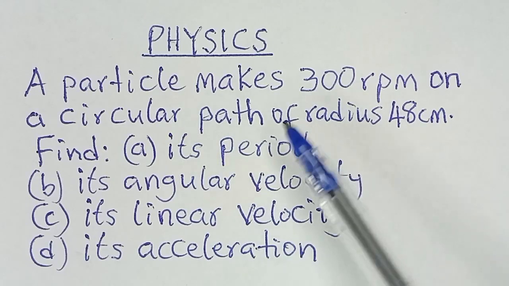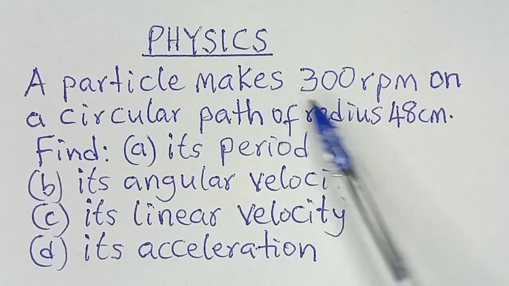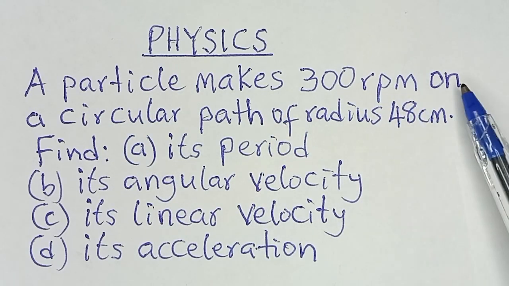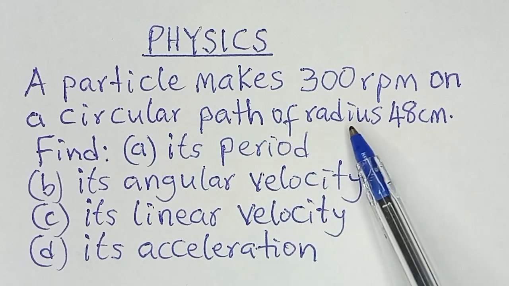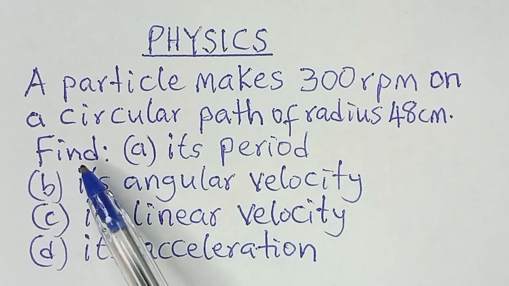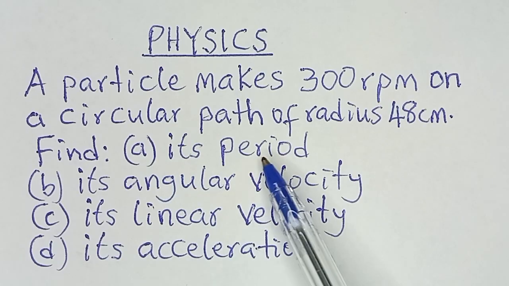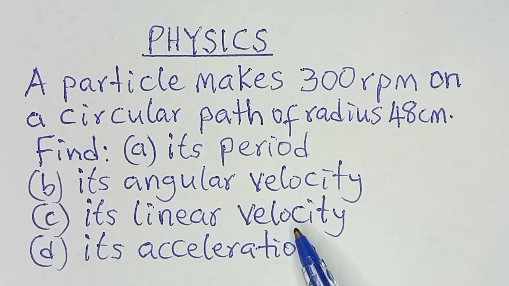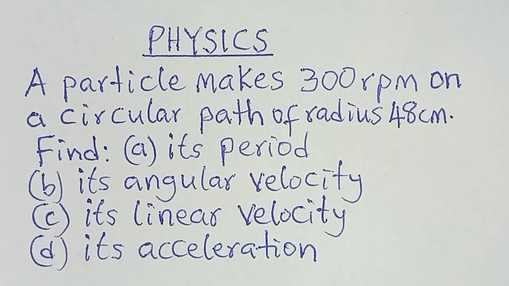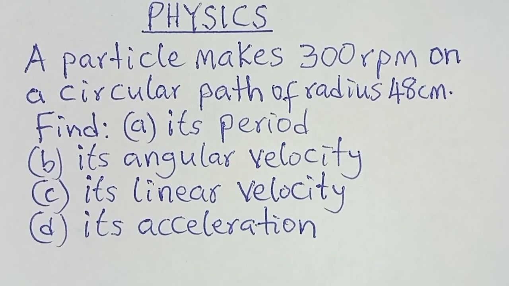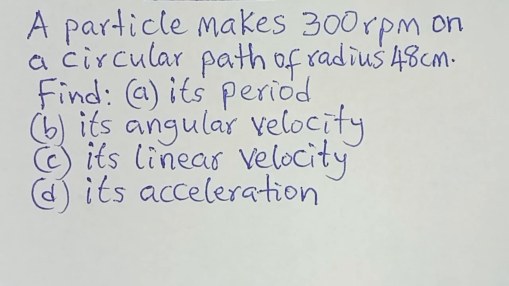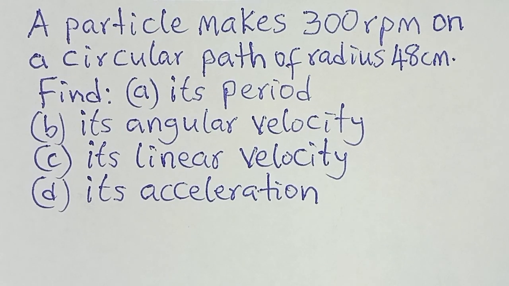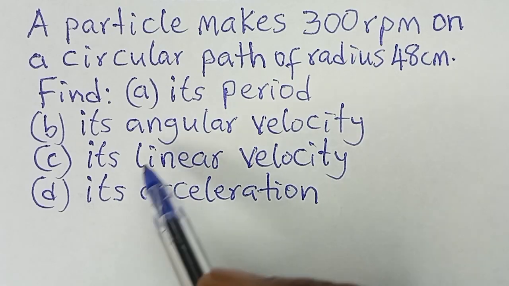The question in circular motion here says a particle makes 300 rpm on a circular path of radius 48 centimeter. Find A, its period, B, its angular velocity, C, its linear velocity, and D, its acceleration. Now, for us to solve this, we have to apply the appropriate formulas. But first of all, I would like us to take out the given parameters from the question.